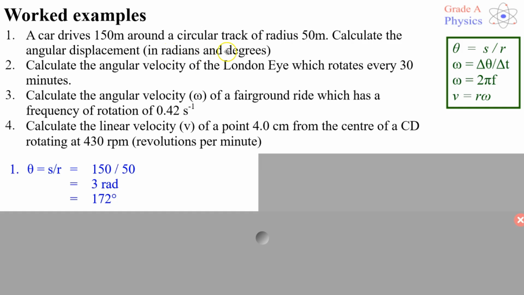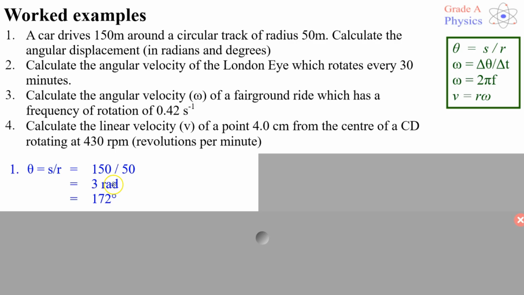Very often it will say radians and degrees, so we need to be able to convert between the two. We can see it's going to be this first formula, theta equals S over R, just the ratio of the arc length, 150, divided by the radius, 50. That will give us a nice number of 3 radians.